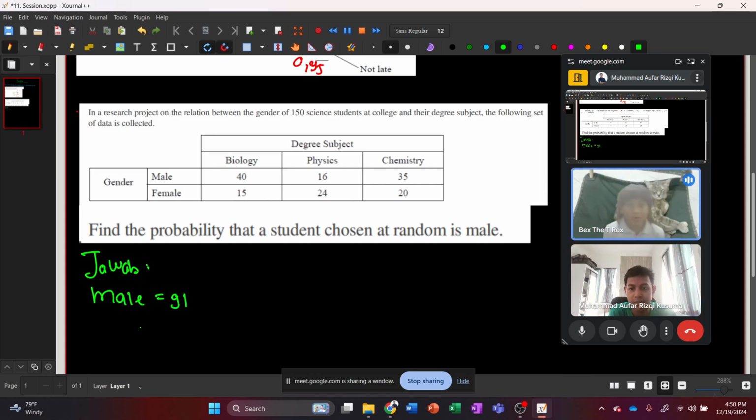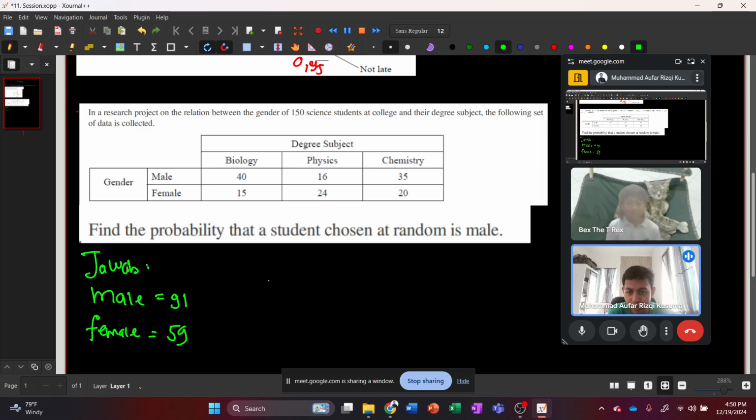Okay, 15, 20, 24. 4 plus 1 is 5, 5 plus 4 is 9, 59. This is the number of females. Females equal to 59. Yes, okay, 59.